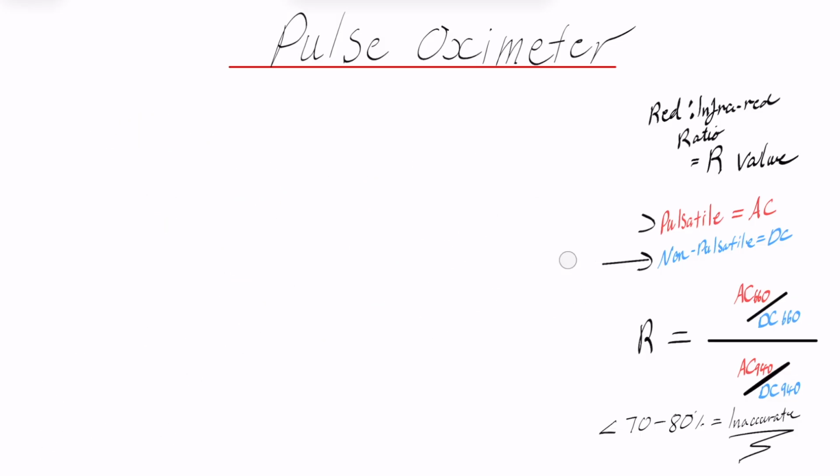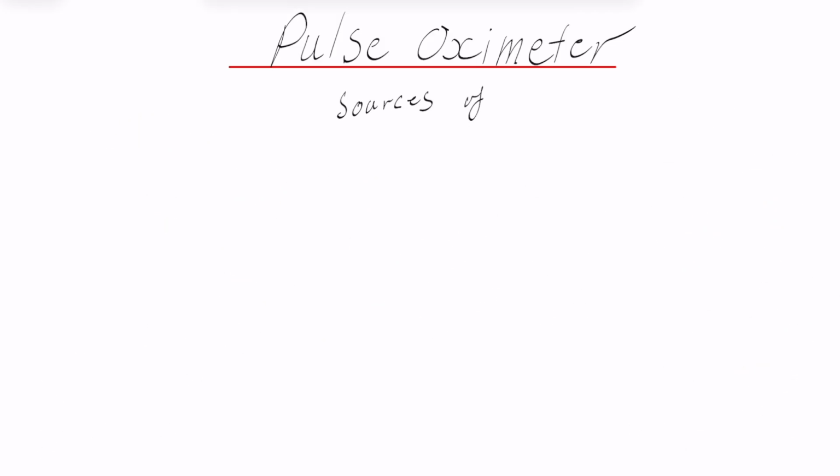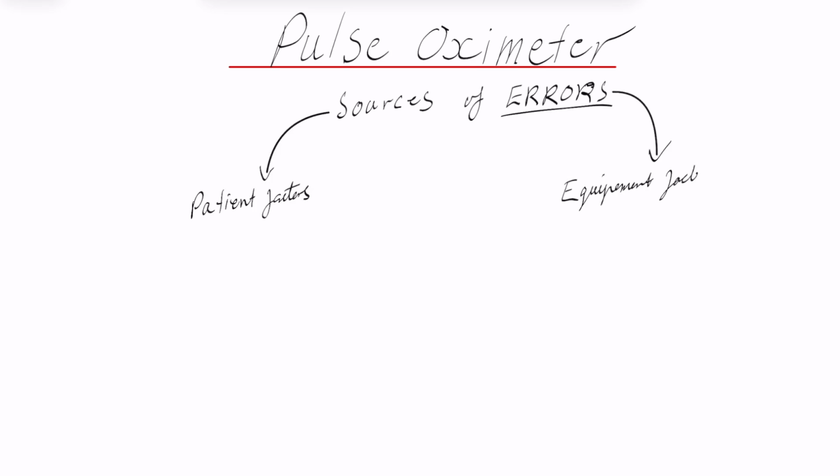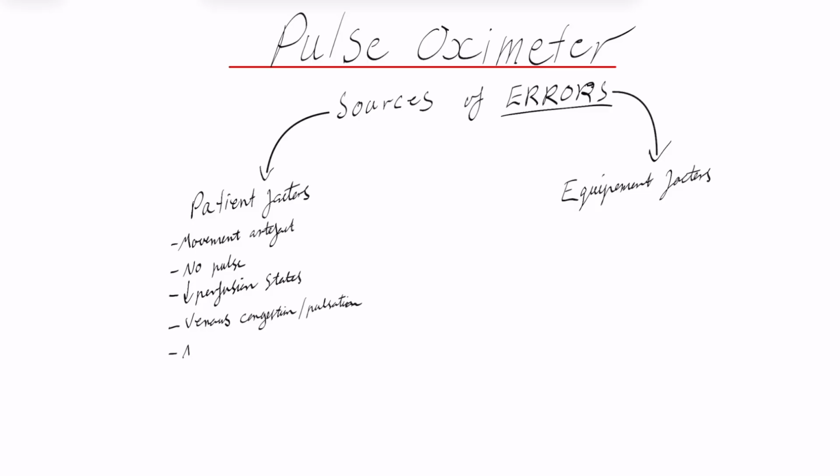So when your noise is very high, you're going to have more errors in your reading. And the errors you can divide into patient factors and equipment factors. So patient factors are things such as movement artifact, if there's no pulse, if the patient's on ECMO, or there's an ischemic limb. Low perfusion states such as peripheral vascular disease, cold extremities, vasoconstriction, hypovolemia, and shock. Venous congestion or venous pulsations from severe tricuspid regurg or arterial venous fistulas.